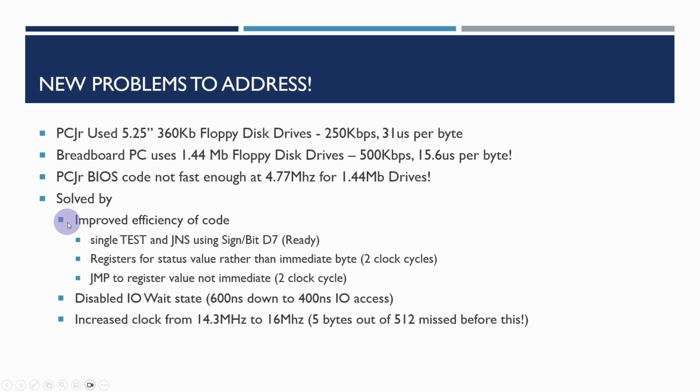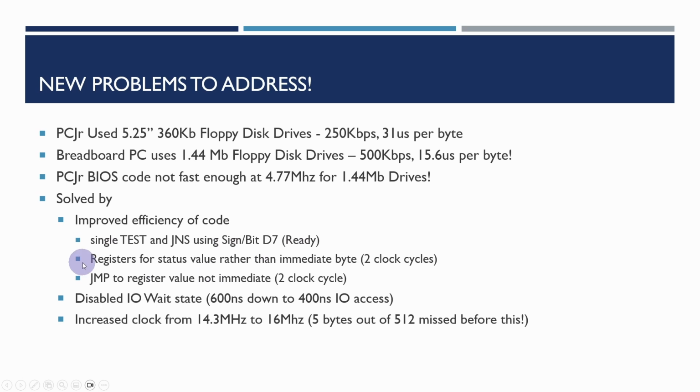So I had to improve the efficiency of the code. There were multiple tests and multiple jumps and they were just taking too long. So I managed to refactor the code so that we have a single test, making use of the jump not sign instruction, which basically allows us to test the D7 bit, which happens to be used by the ready status. This allowed me to do one test and use two conditional jumps after it, which saved a couple of clock cycles.